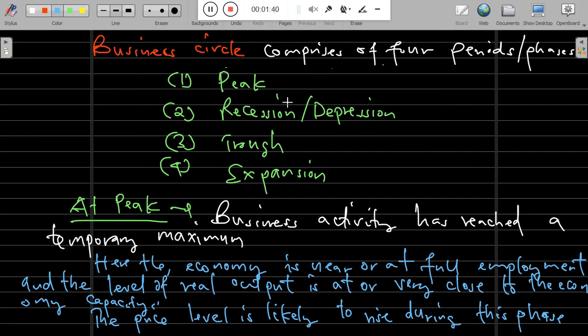So the business cycle comprises four periods or phases. The first is peak, the second is recession or depression, the third is trough, and the fourth is expansion. At peak, business activities reach a temporary maximum. Here the economy is near or at full employment, and the level of output is at or very close to the economic capacity. So the economy is improving, going to its potential position. The price level is likely to rise during this phase of peak.